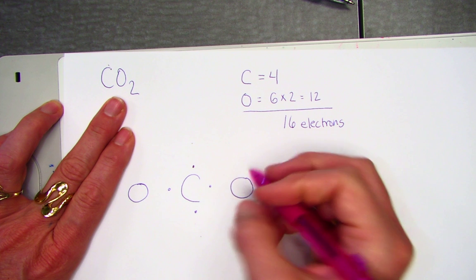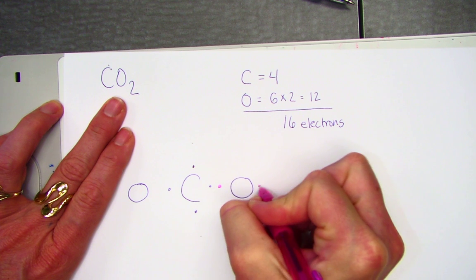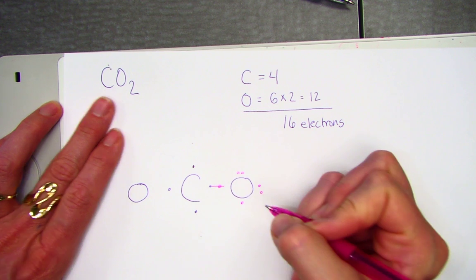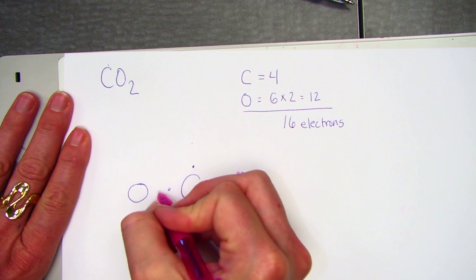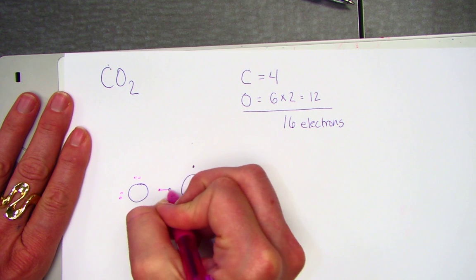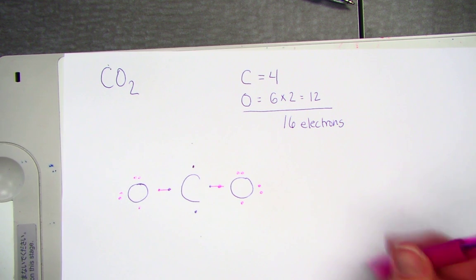Oxygen has 6 valence electrons. 1, 2, 3, 4, 5, 6. Connect a line here for our first bond. 1, 2, 3, 4, 5, 6. Connect a dot here. There's a second bond.